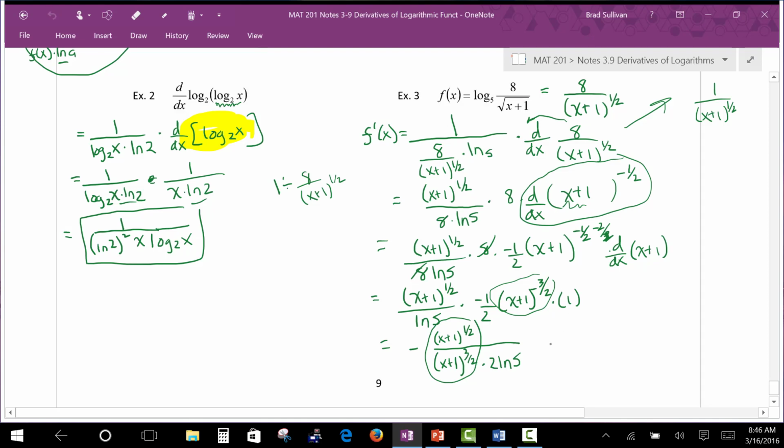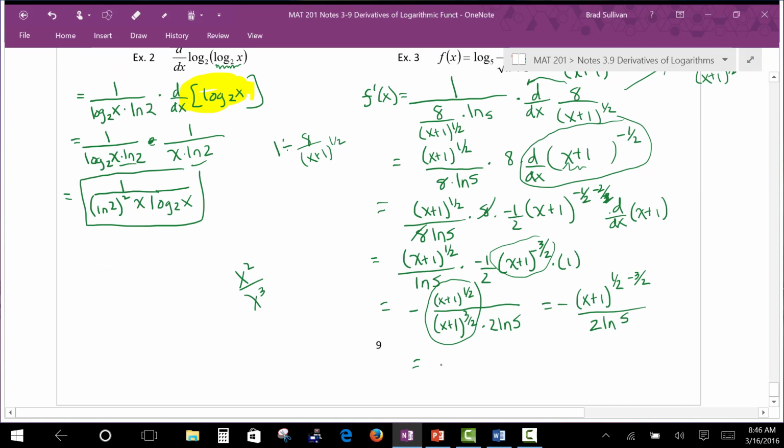We have a negative here, and then we have (x plus 1) to the 1/2 minus 3/2, and it's still all over 2 ln 5. I'm just saying, you can subtract those exponents. It's no different than having x squared over x to the 3rd, which is x to the negative 1. So you would have negative (x plus 1) to the negative 2/2, which is kind of cool, over 2 ln 5. So this is negative (x plus 1) to the negative 1 over 2 ln 5.